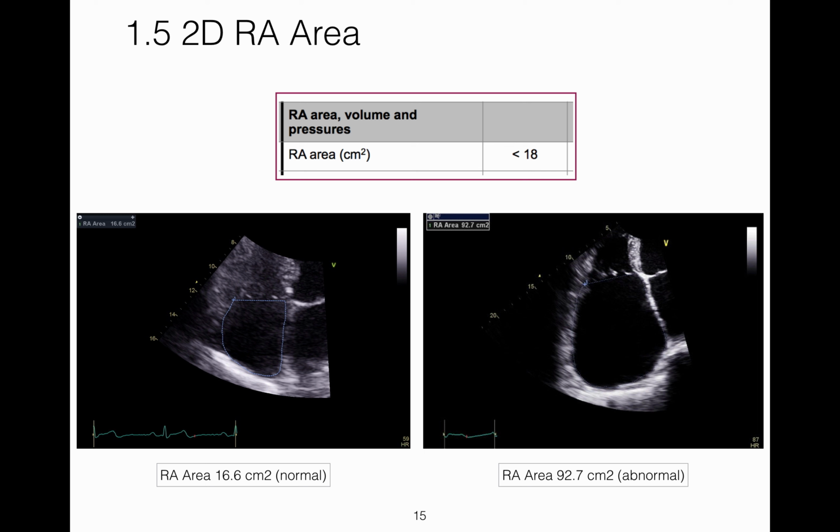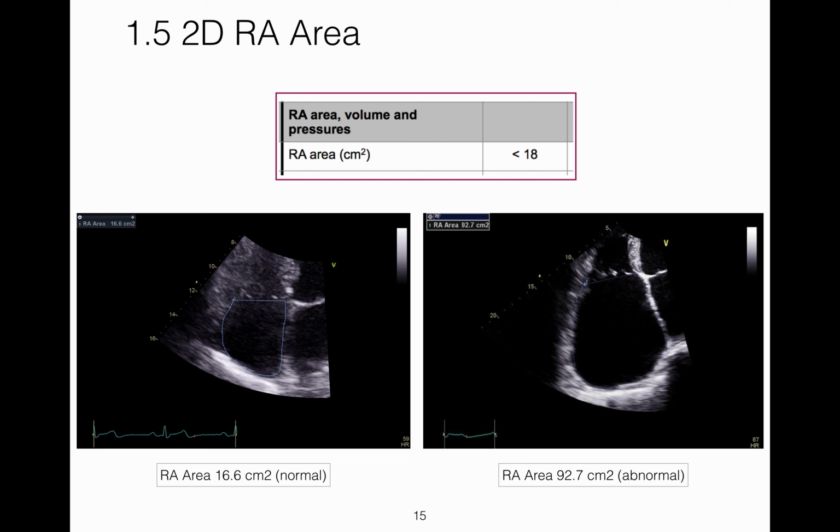RA area. As the right atrium is not easily visible in two orthogonal views, an RA area is most often used to quantify the RA. RA area is best measured from an RV-focused apical 4-chamber view by zooming further to show the RA. Its area is then calculated by tracing the tissue-to-blood interface in the 4-chamber view. A normal RA area is less than 18 centimeters squared.